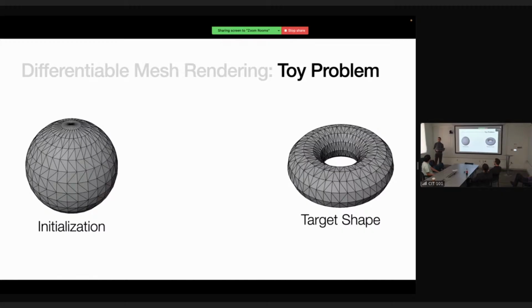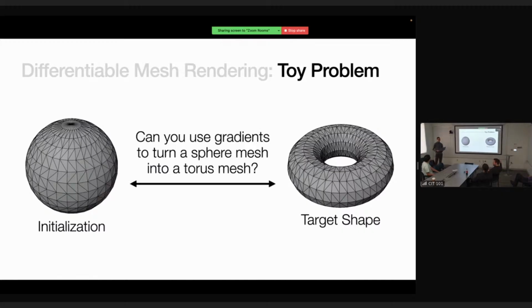Does anybody want to answer this question? Yes. No, you cannot. Okay. Yes. How did you know? The answer is no, because the two surfaces have different genus. Yes. One has a hole in it and the other does not. Yes, exactly.